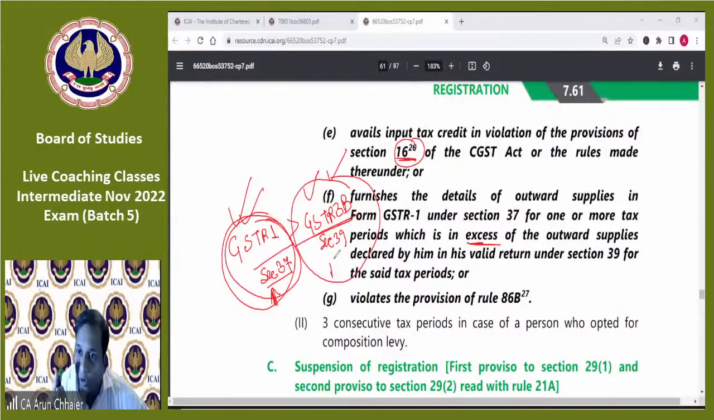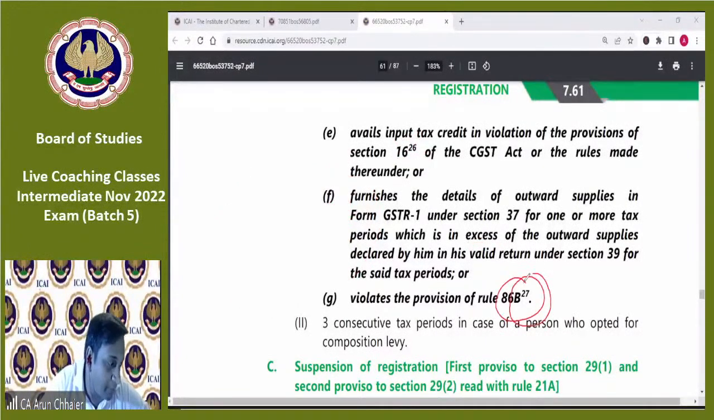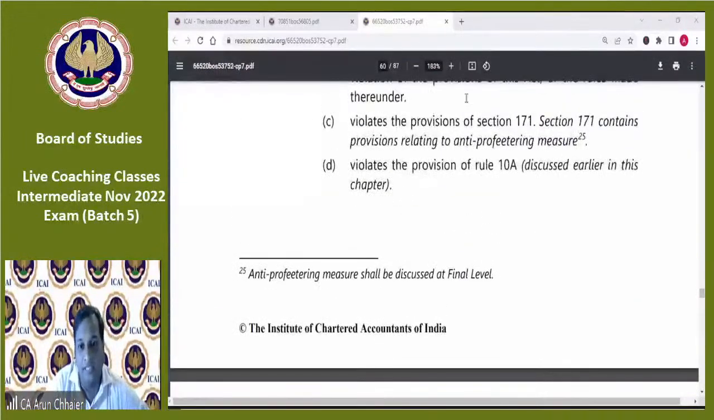So again, the officer can cancel the registration for violating the provision of 86B. What is 86B? I hope you all give me the answer because we have completed 86B. Let me again go back to clause C, clause D, and clause E.